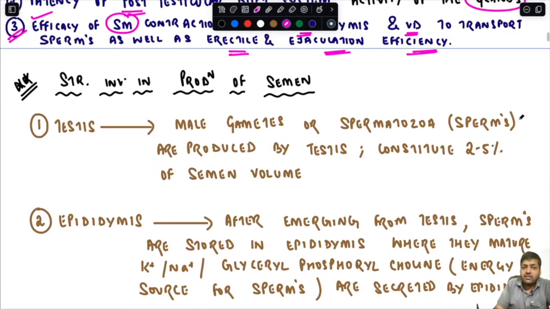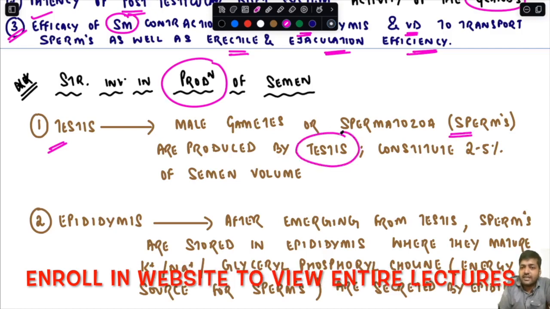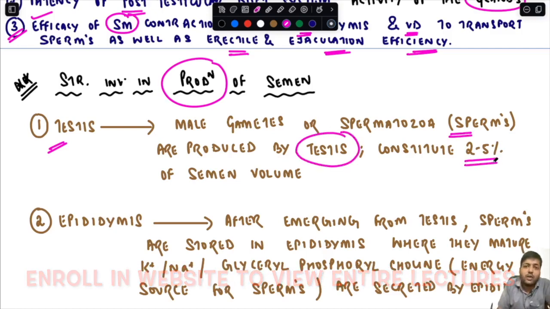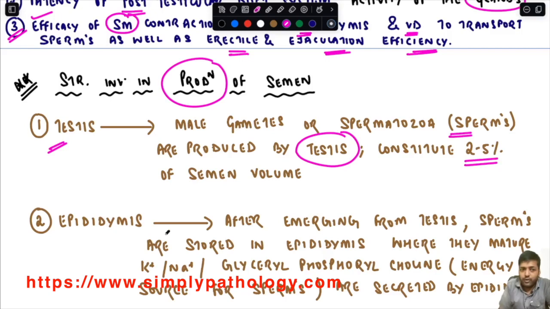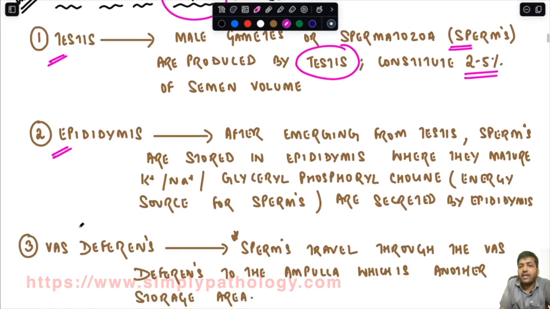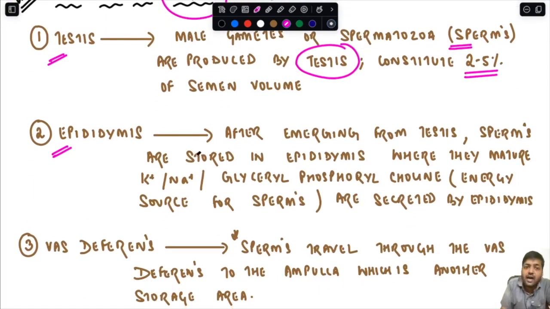Now, what are the different structures which are involved in the production of the semen? You have the testis. The male gametes, or spermatozoa, that is the sperms, are produced by the testis and constitute 2 to 5% of the semen volume. The epididymis: after emerging from the testis, the sperms are stored in the epididymis, where they undergo maturation.